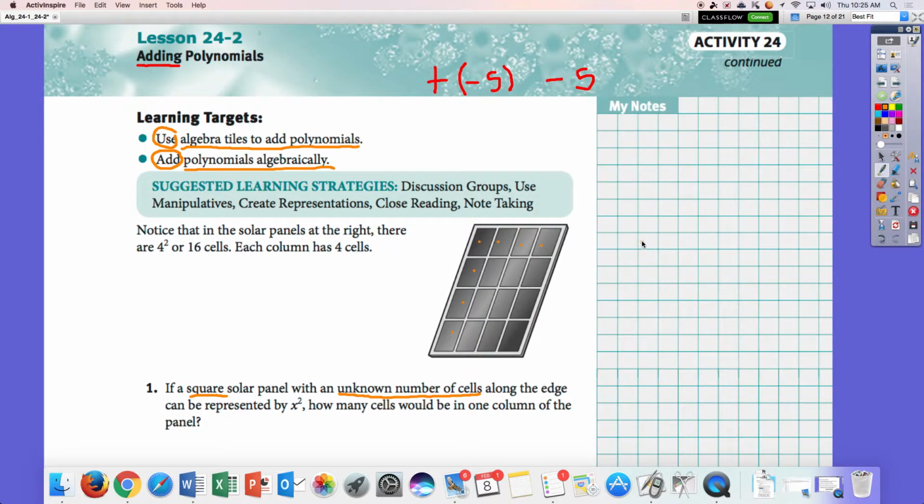But if it's a square, the one thing I know about a square is that it has the same length and the same width. So if the number of cells can be represented by x squared, that means the length is x, the width is x. So there would be x number of cells in one column.